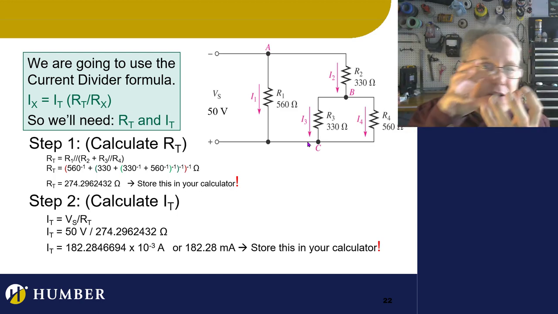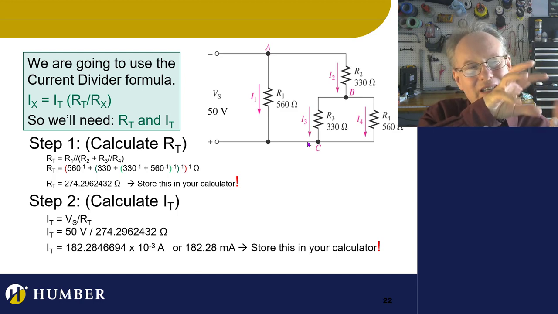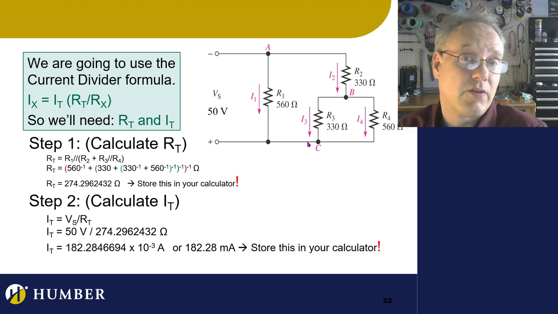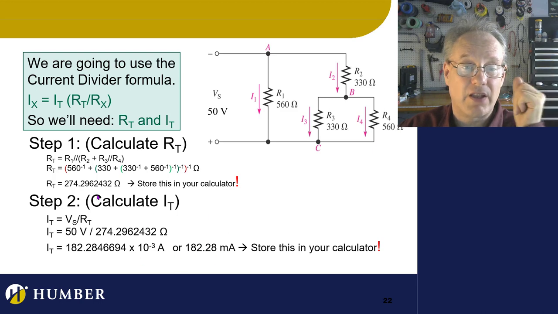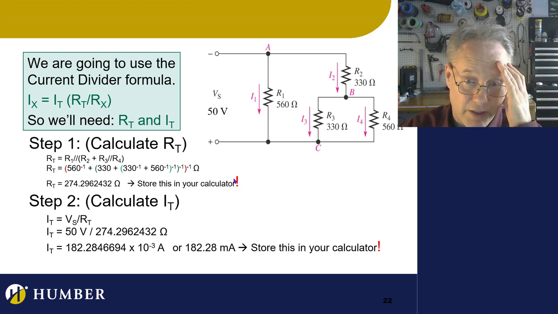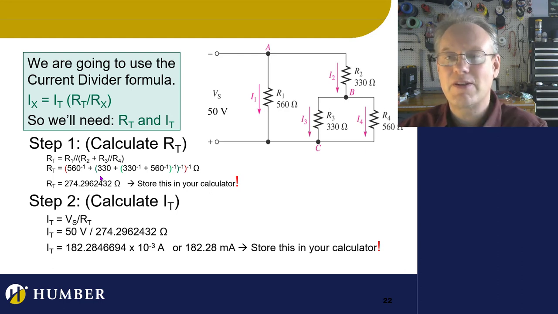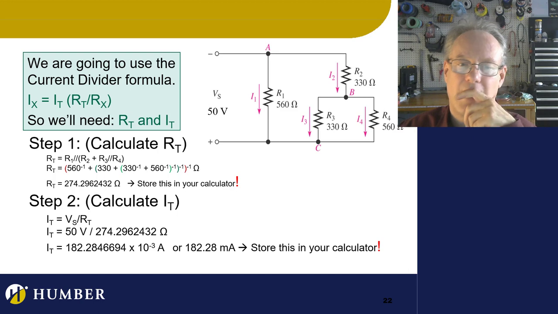But I'm zooming into just a part of the circuit, and I want to analyze what's going on just in that part of the circuit with a specific formula called the current divider formula. So it's good to have these things, and always store this stuff in your calculator. Always store it in your calculator. Did I get all excited about that? Store it in your calculator. Because ultimately, with series parallel circuits, there are so many steps. You need to store everything in your calculator.